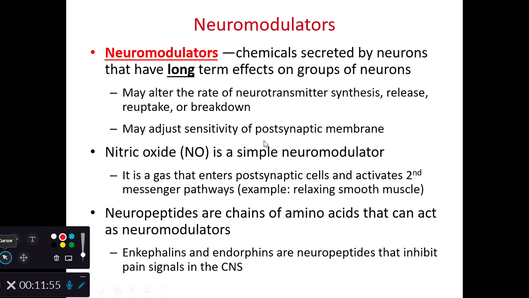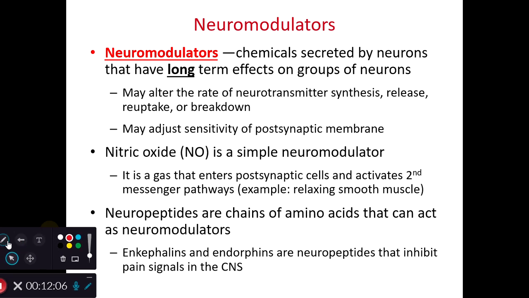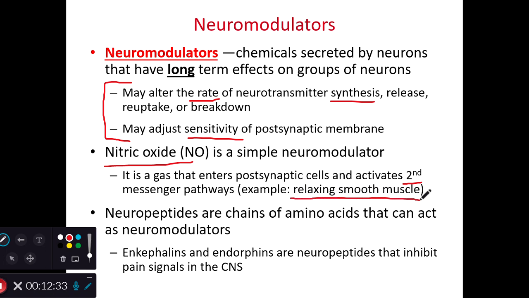What's a neuromodulator? Neuromodulators are chemicals that have long-term effects on groups of neurons as opposed to short effects. So what can a neuromodulator do? A neuromodulator can alter the rate of neurotransmitter synthesis, release, reuptake, breakdown, or they can adjust sensitivity of the postsynaptic membrane. So neuromodulators have profound longer-term effects. Nitric oxide, NO, is a very simple neuromodulator. We talk about it frequently. It activates secondary messenger pathways, famously relaxing smooth muscles in our bodies.